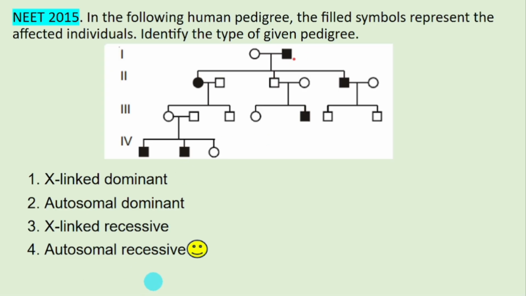So the hint is this one. If father and son are affected, it can't be X-linked, because father will transmit only Y to the son. So because both are affected, that means it is not X-linked, and because there is skipping of generation, therefore it is recessive. So just by asking 2 questions you will be able to crack the pedigree.